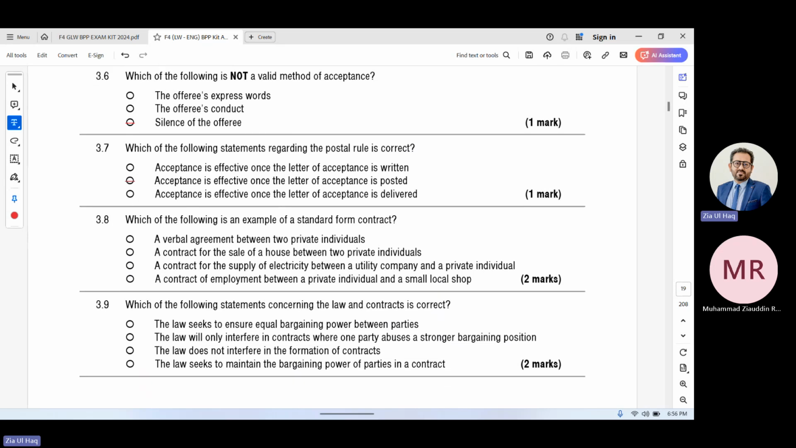3.8, which of the following is an example of a standard form contract? Where all the terms are written on a contract and you have to sign the contract according to all the terms.